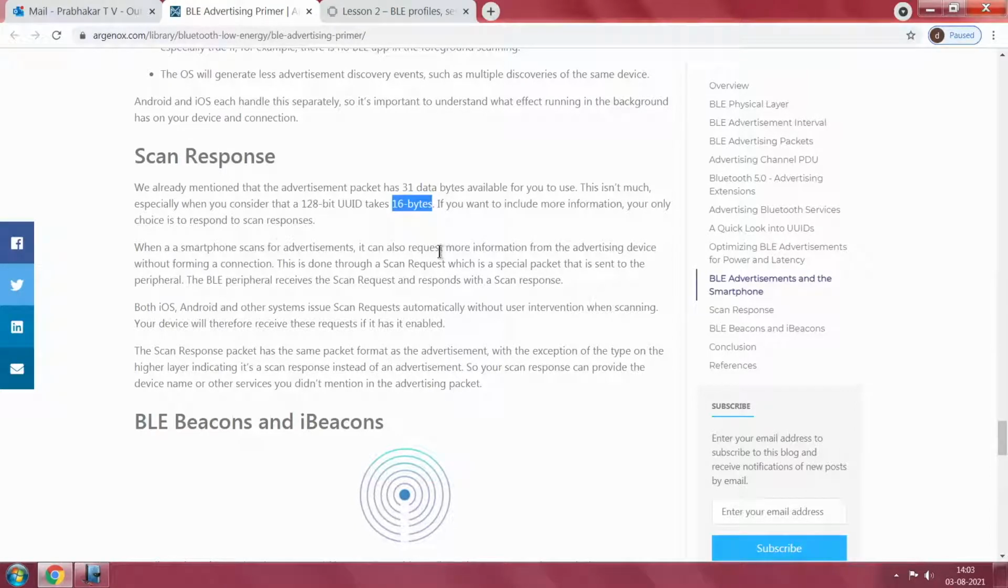Therefore the BLE protocol actually allows you to do something clever. The central can do a scan request, and in return the peripheral can do a scan response, and that scan response can carry the remaining part of the information which you could not have conveyed by your advertisement packets. That is the key point.